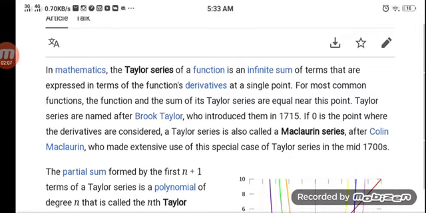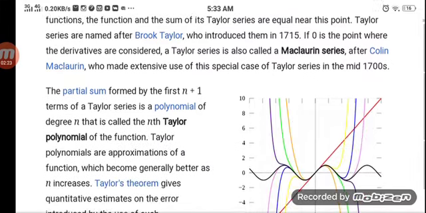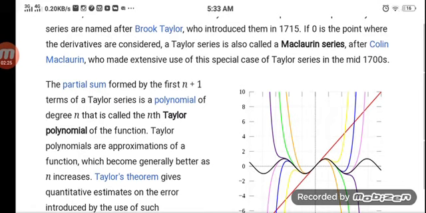If 0 is the point where the derivatives are considered, a Taylor series is also called a Maclaurin series, after Colin Maclaurin, who made extensive use of this special case of Taylor series in the mid-1700s. The partial sum formed by the first n plus 1 terms of a Taylor series is a polynomial of degree n that is called the nth Taylor polynomial of the function.